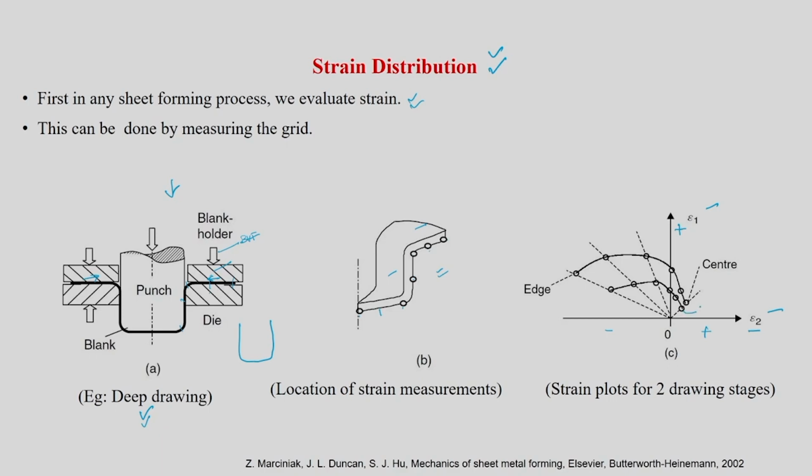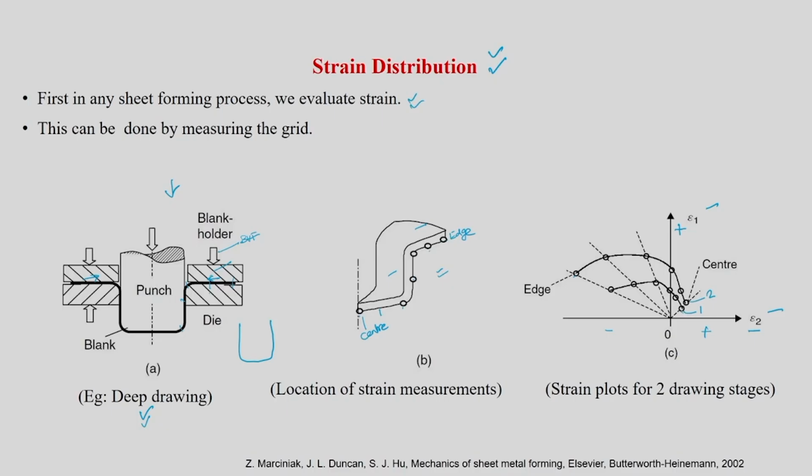Okay. So this is your stage number 1, and this distribution is for stage number 2 at 6 different locations. So it starts with the edge. This edge is here. It starts with the edge and it moves to a center. So this is your center of the cup. Okay. So you can see that maybe in the stage 1.